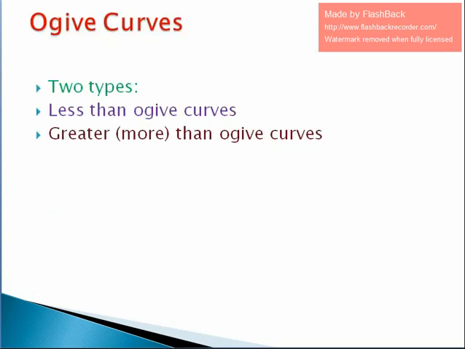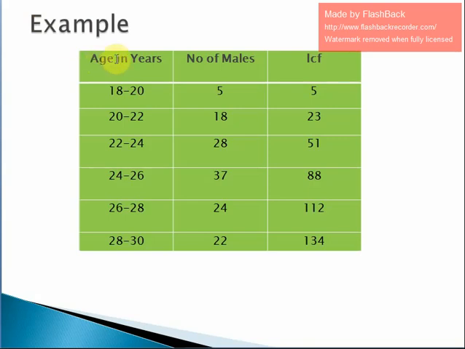So these are the two types of ogive curves: one is the less than ogive curve and the other is the greater than ogive curve. For the less than ogive curve, we use less than cumulative frequency. And for the greater than ogive curve, we use greater than or more than cumulative frequency. Let us take an example. In this example, we are given ages in years and the number of males in the particular age group, and we are adding these from top to bottom. This is LCF. LCF means less than cumulative frequencies.